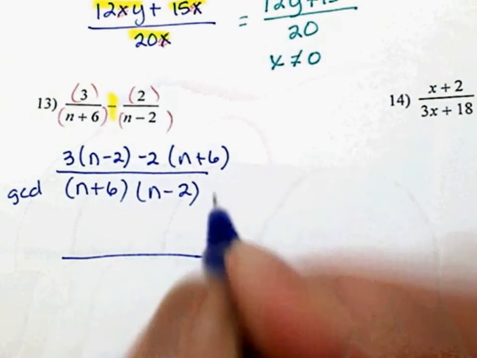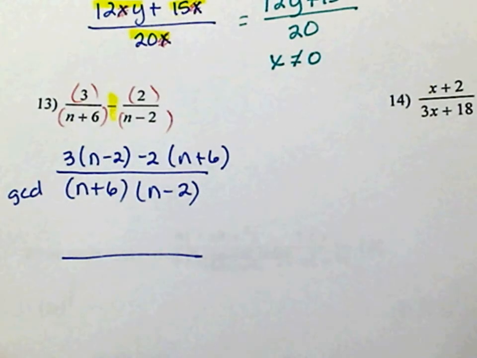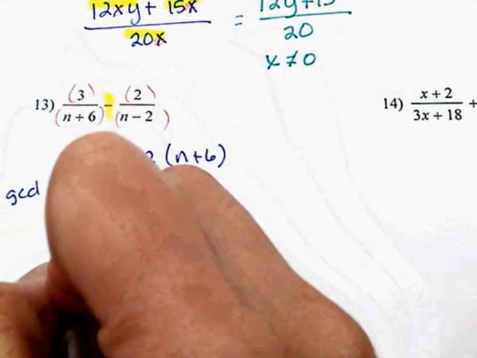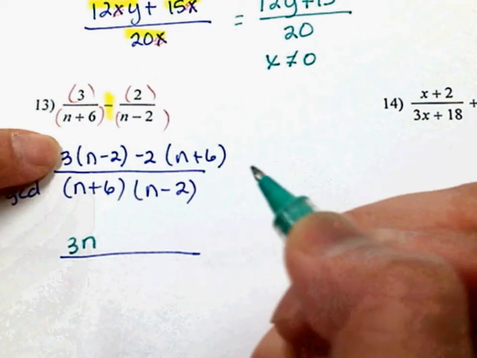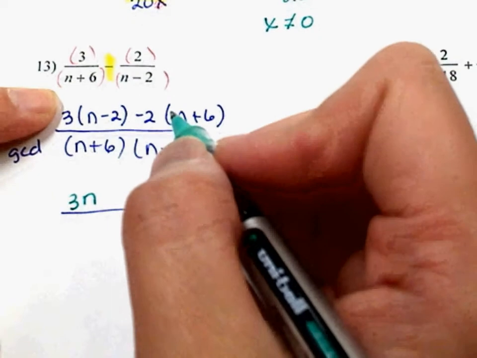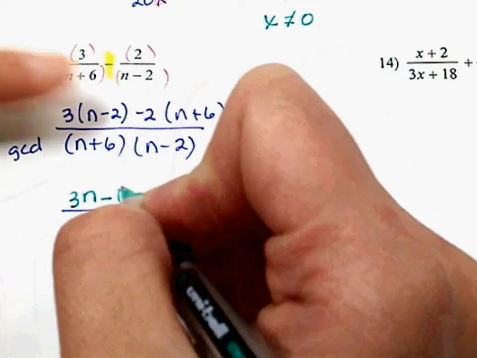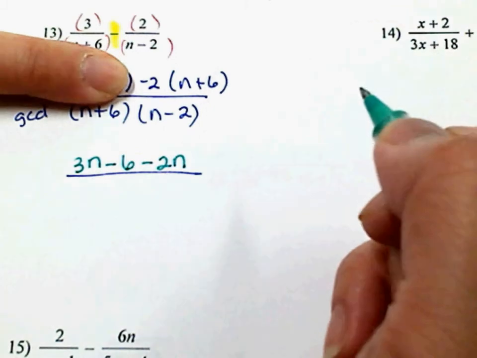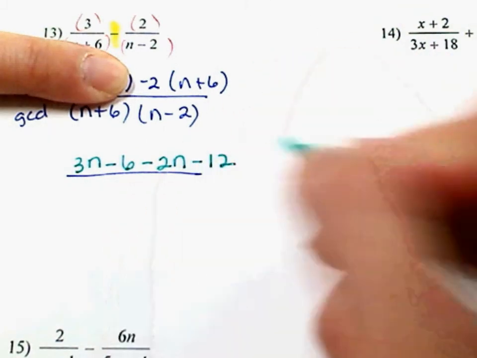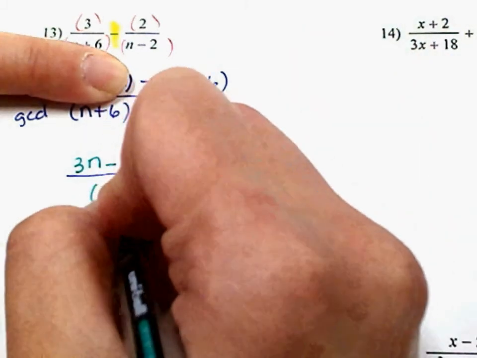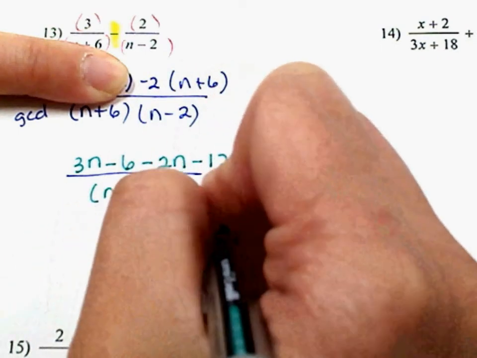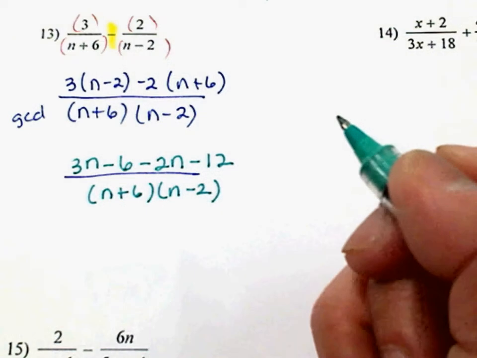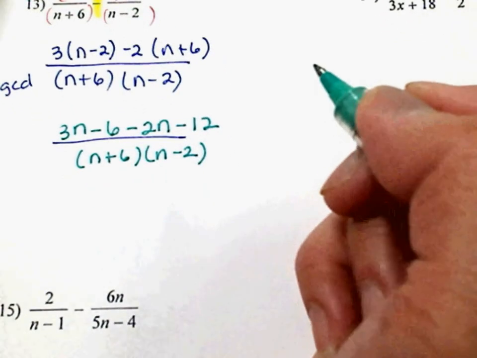Here we go. 3n. 3 times n is 3n. 3 times negative 2 is negative 6. Negative 2 times n is negative 2n. Negative 2 times 6 is negative 12. Do not multiply your denominator. Make it easy on yourself. Okay? Good? All right. You guys see anything that I can combine?